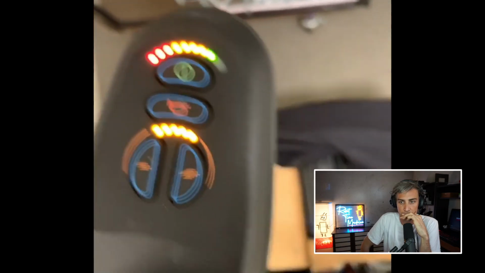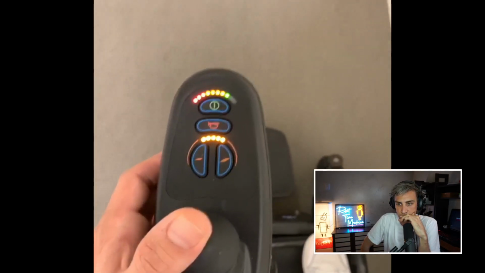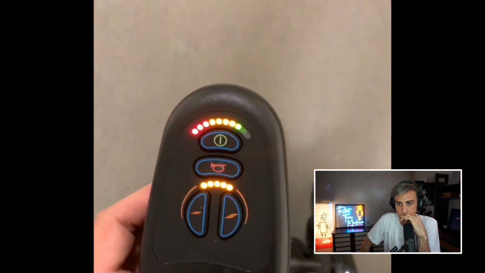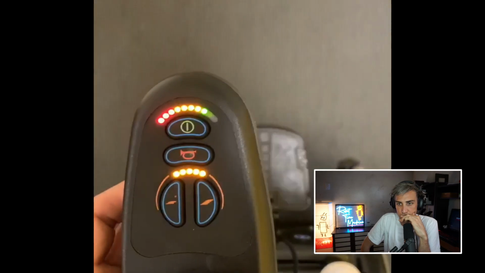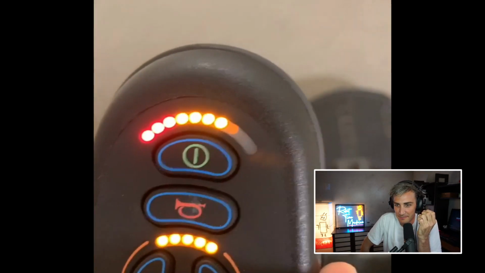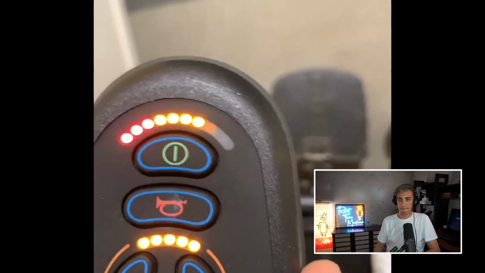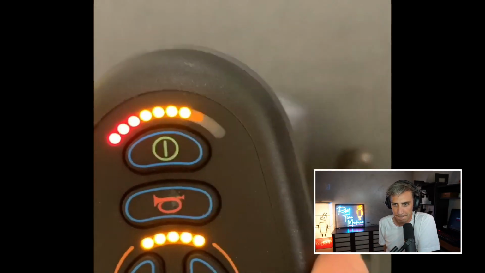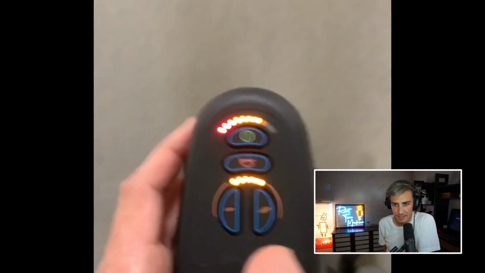It's showing nearly 100%. However, if we drive for the tiniest amount of time, it starts flashing. Oh, it's still showing full. It's still showing full. Oh, there we go. It just dropped one bar. If I keep driving.